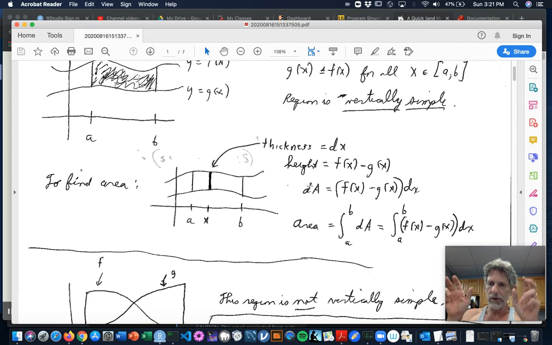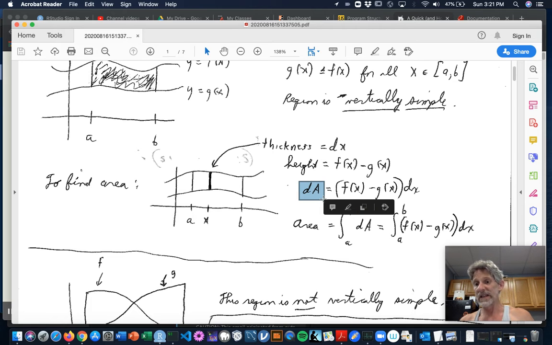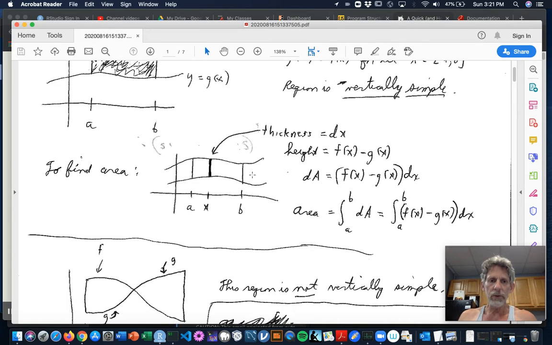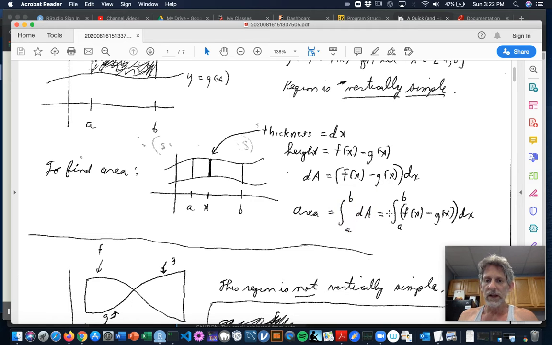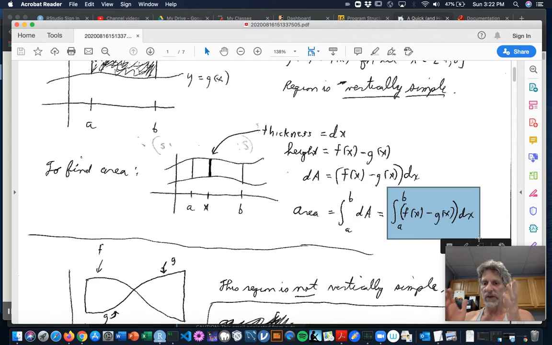So what would be the area of this infinitely thin rectangle? Well, being a rectangle, I'd say height times width. So the little infinitely small area, which I call dA, is f of x minus g of x times dx. So how would you get the area of that entire region? Well, you would add up the little infinitely small areas of all of those infinitely thin rectangles, starting from the x that's right over a, all the way up to the x that's right at b. And so you would get the definite integral that you see right there.